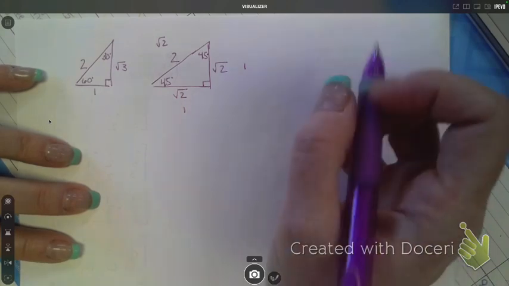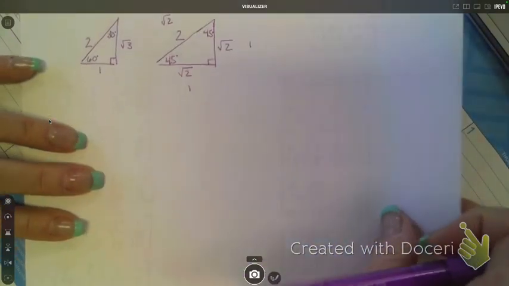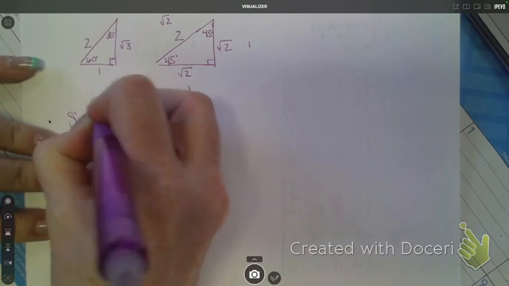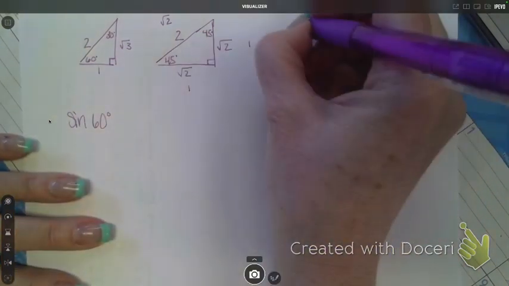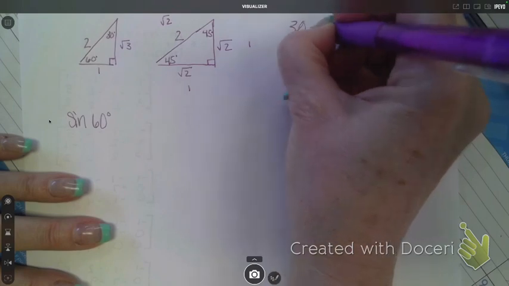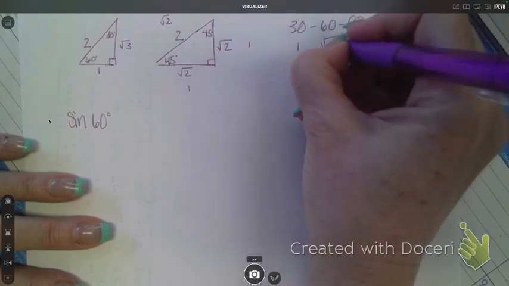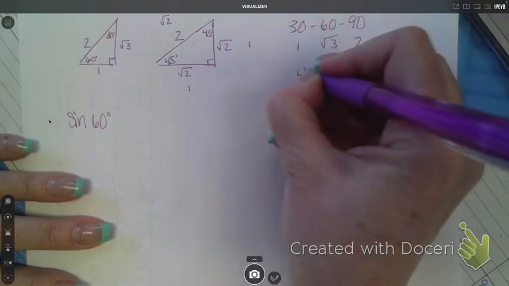So if I want the sine of 60, and again, if I'm writing it quick on my paper, I'm only doing this. See how quick that is?